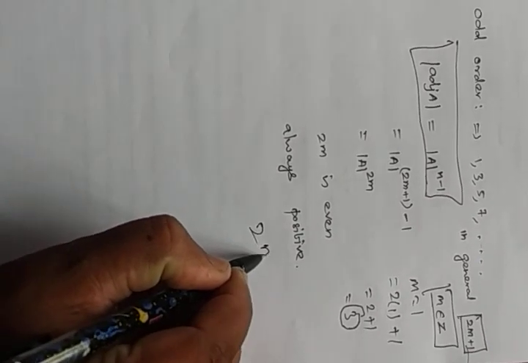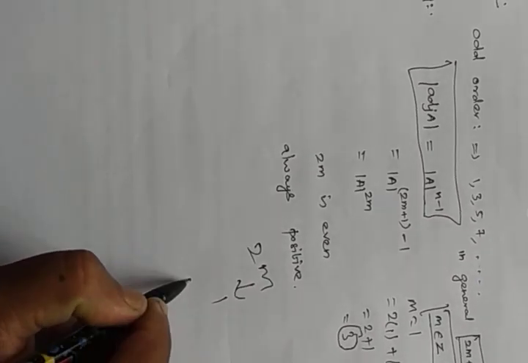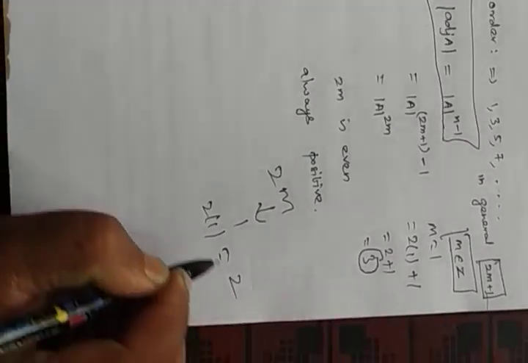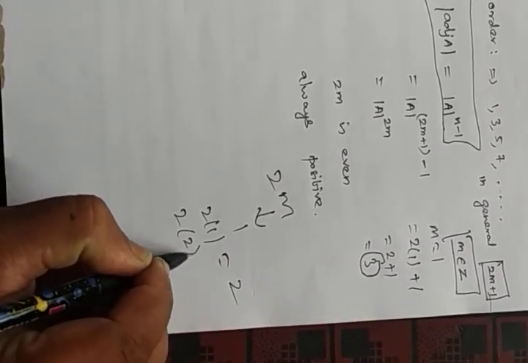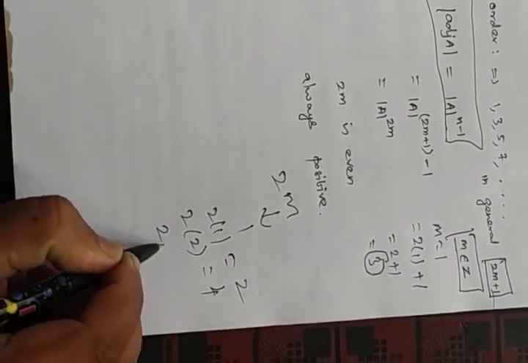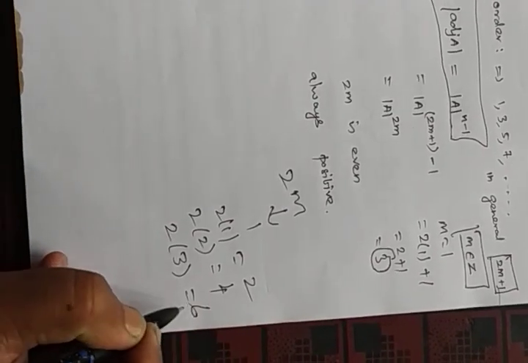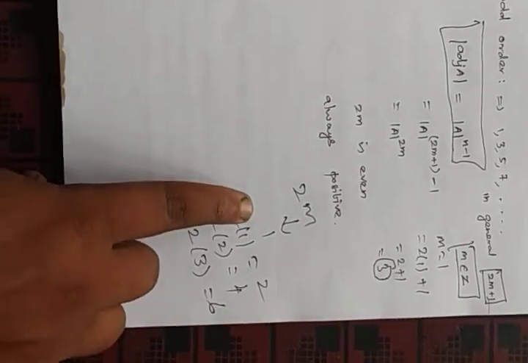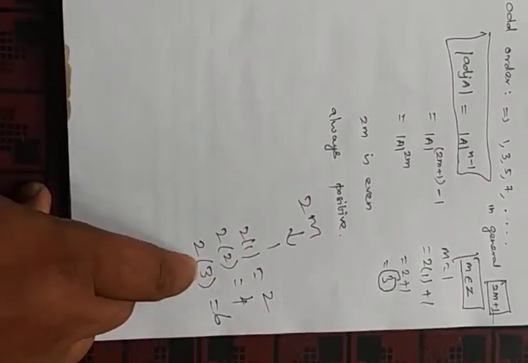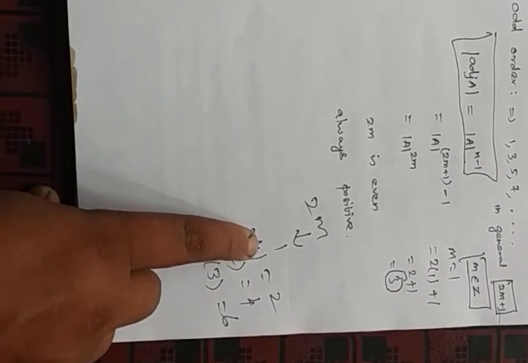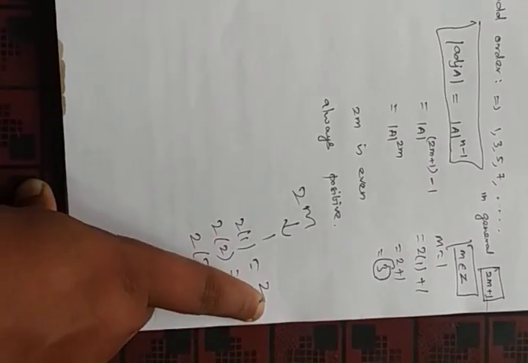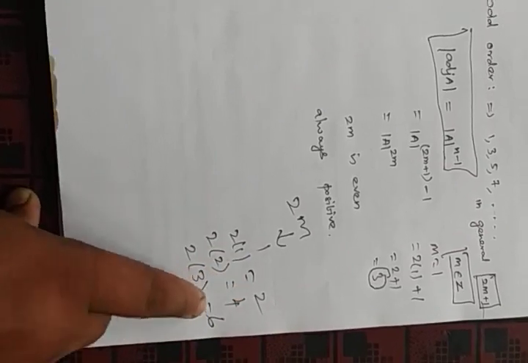For example, in 2m, you put m as 1: 2 ones are 2 will come. If I am putting 2 here, what will come? 2 2s are 4. I am putting 3 here, 2 3s are what will come? 6. You can see here, either I am putting 1, 2, 3, and even if we put an odd number, the answer we are getting, 2 and 6, is nothing but even.